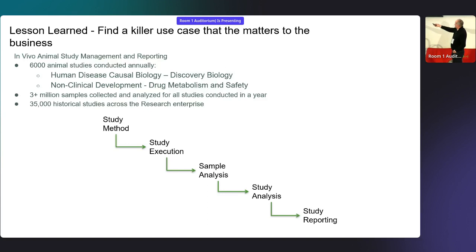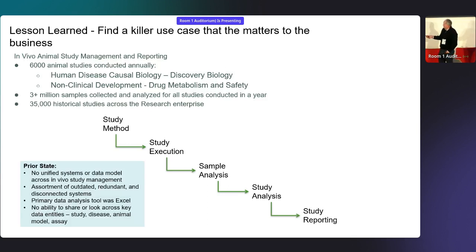The analysis, where you're sending out something like 3 million samples across a distributed network of labs, both internal and external, and then trying to get that data back in a controlled manner, so that you can do analysis and then eventually reporting, was actually quite a challenge. And so the prior state was that there were no unified systems. The assortment of outdated systems had lots of redundancy and were disconnected. And the primary data analysis tool was Excel, which is a version of a thumb drive in the middle of our business process. And there was no ability to look across.